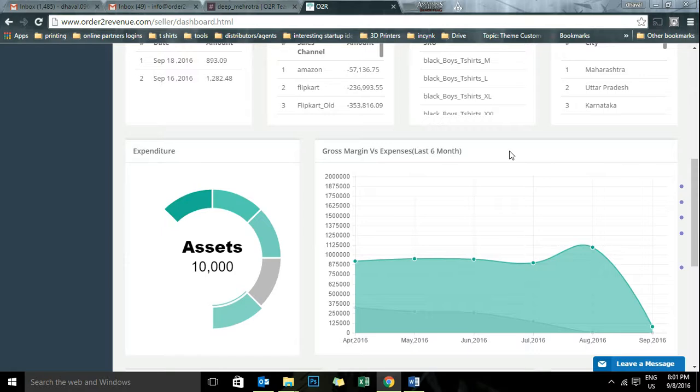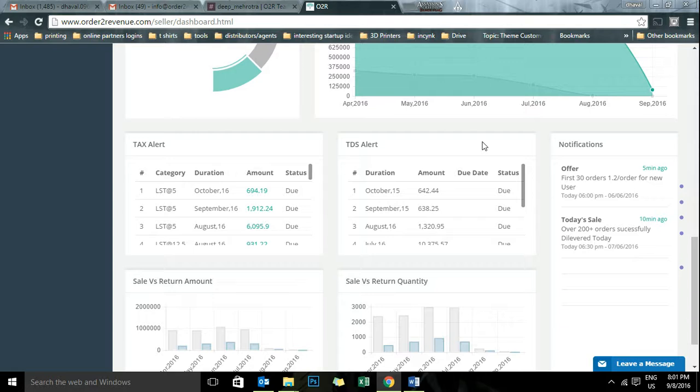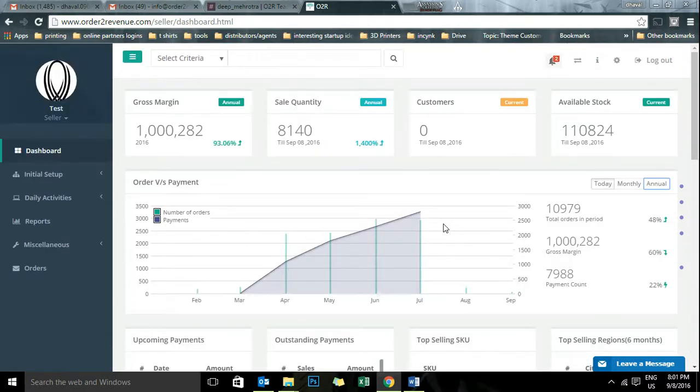versus expenses that the business has incurred, his tax and TDS dues, his sale versus return amount and quantities. All of this information is available right on his tips. Now let's look at some more analytics by visiting the reports tab.